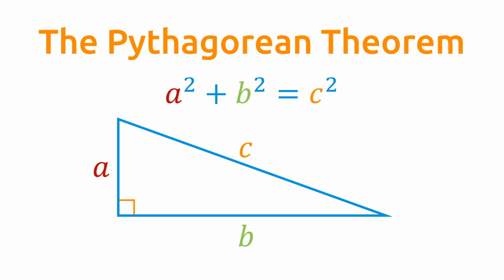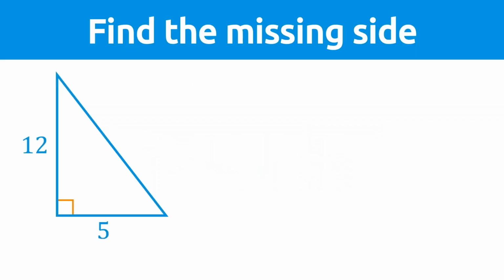In this triangle, the legs are labeled A and B, and the hypotenuse is C. So the Pythagorean theorem tells us that a squared plus b squared equals c squared. Let's look at an example. Let's find the missing side of this right triangle.